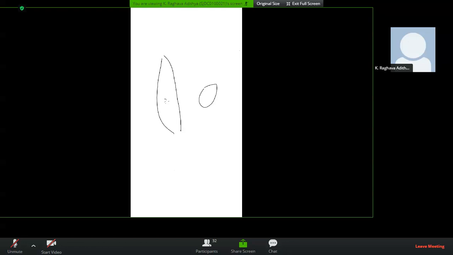Next, this is for the convex. For the concave also, same like this only it will be there. Okay, this is the center point. This is known as optic center. Optic center means the center point of the lens. The center point of the lens is known as optic center. It can be represented by O.